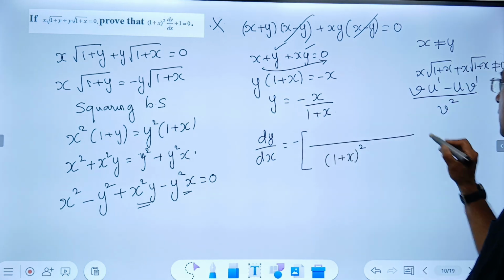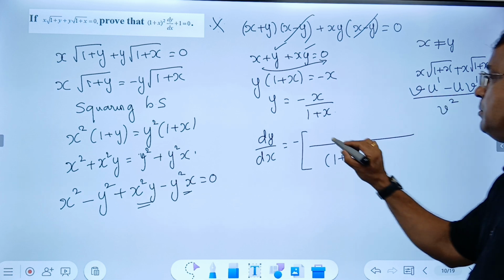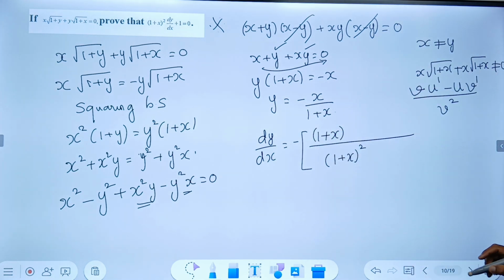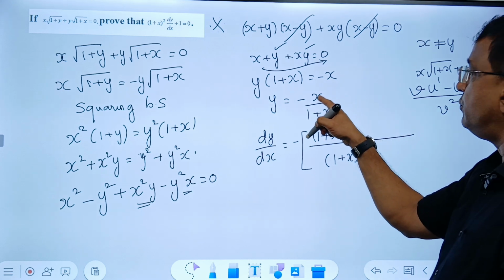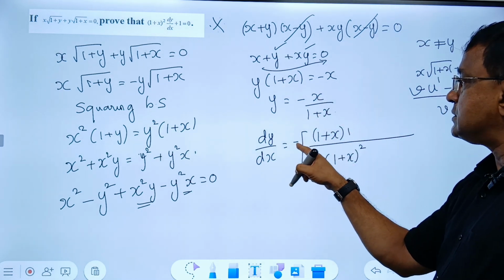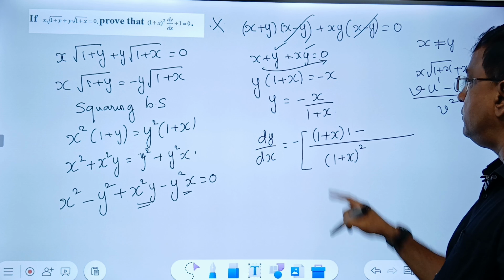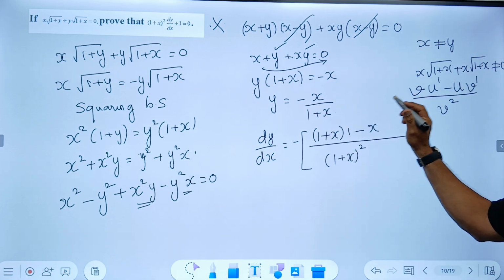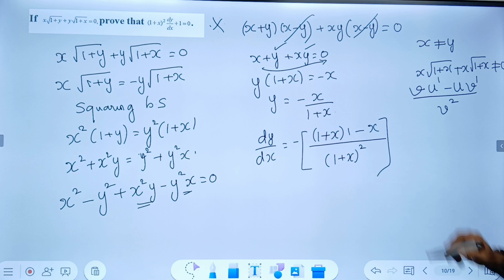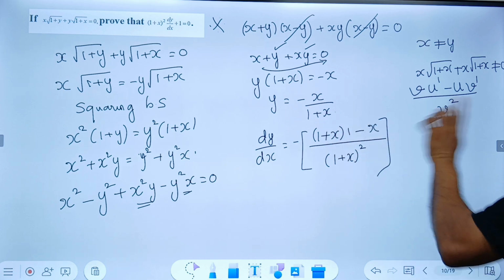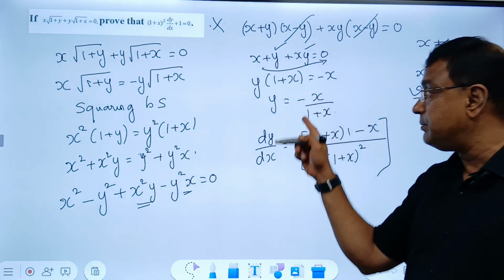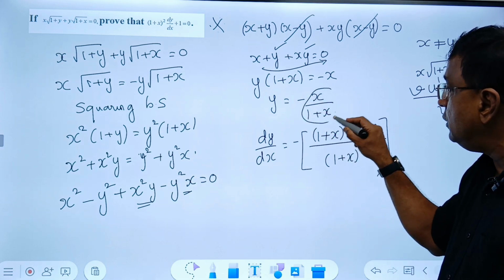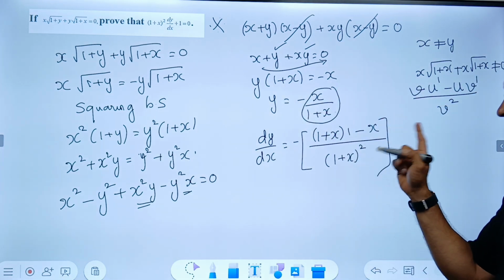Denominator square. Denominator into, what is the denominator? 1 plus x. Denominator into, what is the differentiation of the numerator? Here the numerator is x, so it is 1. I kept the minus sign outside. So minus x into, what is the differentiation of 1 plus x? Differentiation of 1 plus x is 1. Differentiation of 1 is 0, x is 1. Please remember, I have kept the minus outside. I am applying the quotient rule only for this term. Okay, so minus is outside.